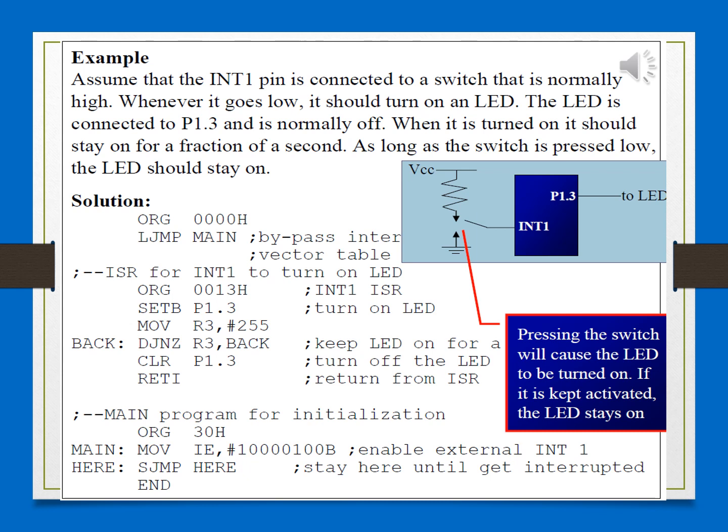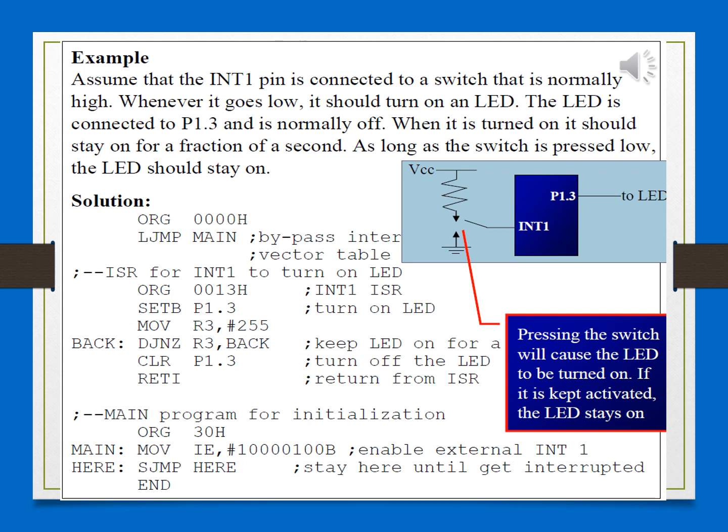Observe the ISR here for INT1 to turn on the LED. That is the second part of the program. Let's see what is happening in the main program. In the main program, first you are loading the IE register, the interrupt enable register. First you have to enable the register you want to consider. Observe that you are enabling the D7 bit, that is, enable all interrupts. Obviously you have to do that.